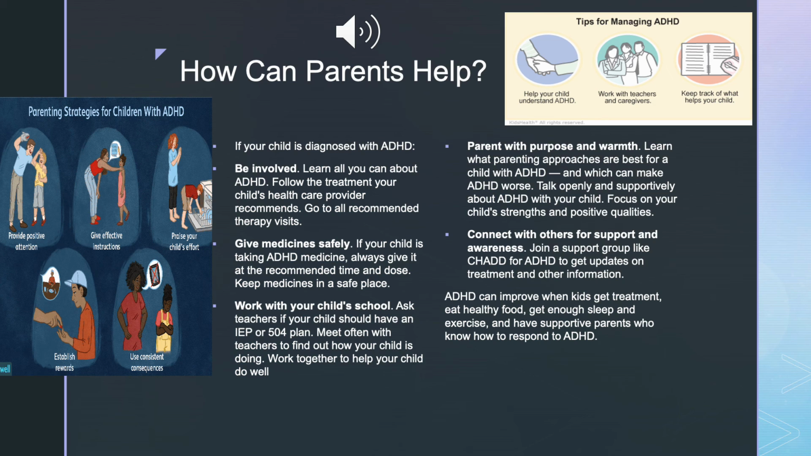Parent with purpose and warmth. Learn what parenting approaches are best for the child with ADHD and which can make ADHD worse. Talk openly and supportively about ADHD with your child. Focus on your child's strengths and positive qualities. Connect with others for support and awareness. Join support groups like CHADD to get updates on treatment and other information. ADHD can improve when kids get treatment, eat healthy food, get enough sleep, and exercise, as well as have supportive parents who know how to respond to ADHD.